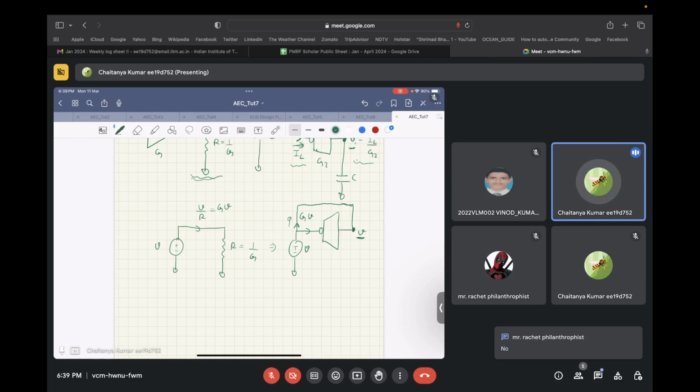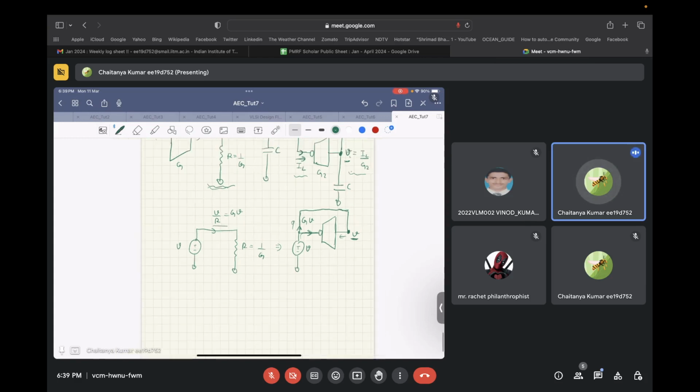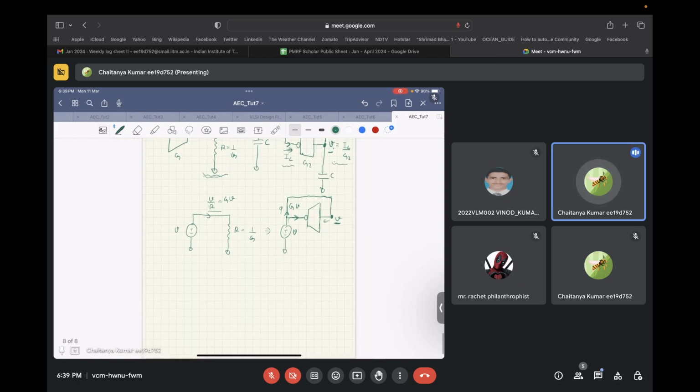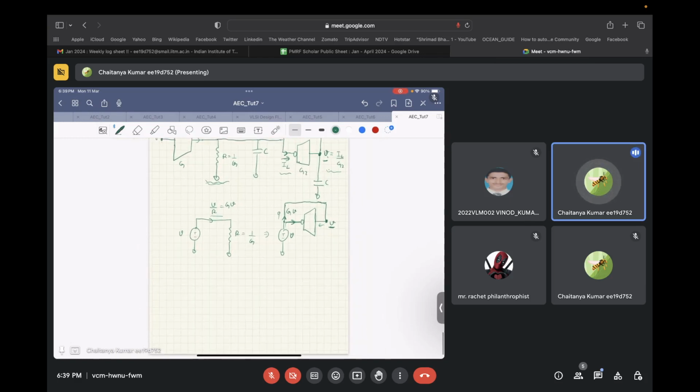Why? Because there can't be any current that can flow in this direction, because the input impedance is infinity. So current will only flow in this direction, and this voltage and this voltage are equal. That is equal to V. So the overall current that this complete contraption will be sinking will be G times V, which is equal to a standalone resistor. So basically, this can be emulated as follows.